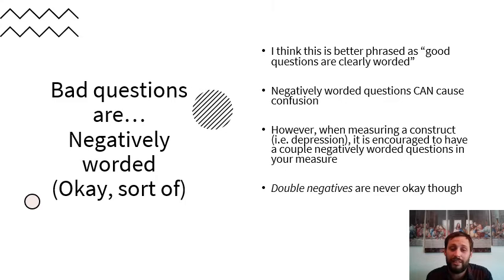And I also wanted to state here that double negatives in a survey are never okay. So you will never do something like that, make a double negative. Instead of saying, do you never not do something, you say, do you always do something? Double negatives are never okay in survey research.